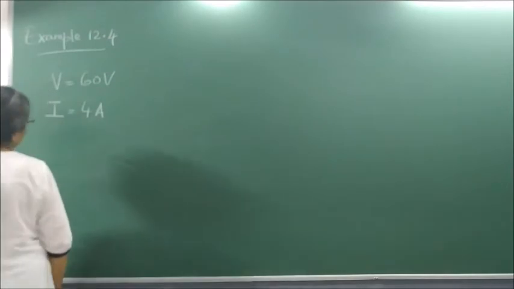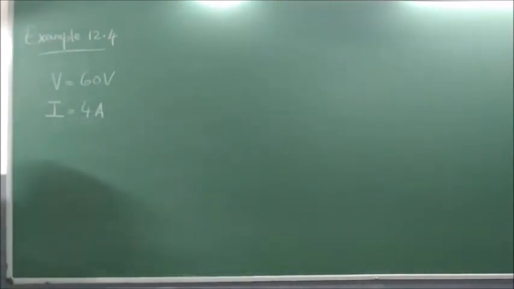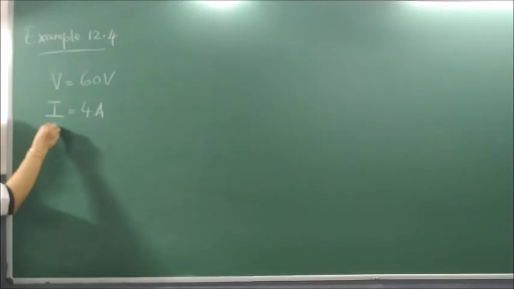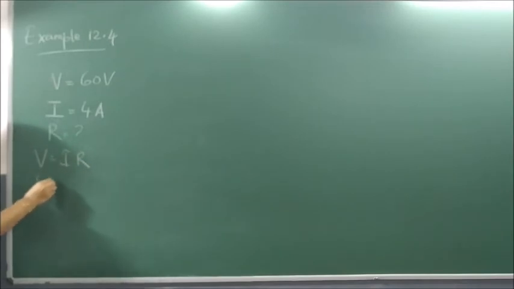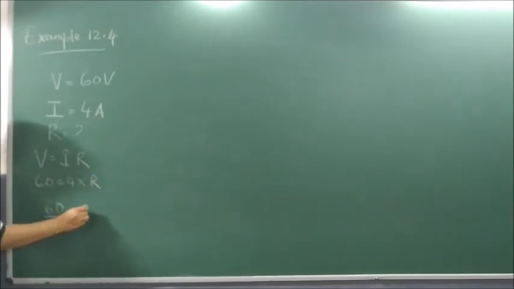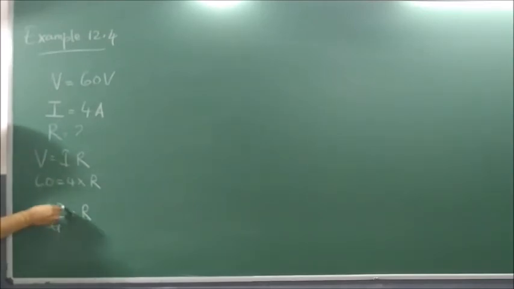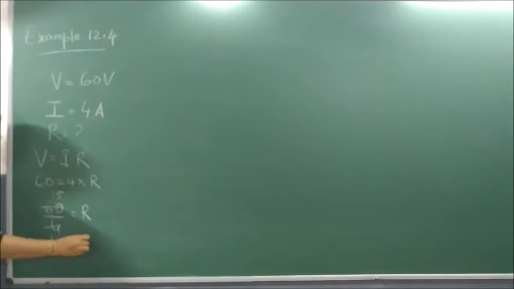See, first I have been given V as 60, I as 4. What should I find out? R. So V is equal to what? V is equal to I R. So V is 60 is equal to 4 into R. So 60 by 4 is equal to R. So let us divide it. 4 ones are 4, 4 fives are 20. So you get 15 ohms as resistance.